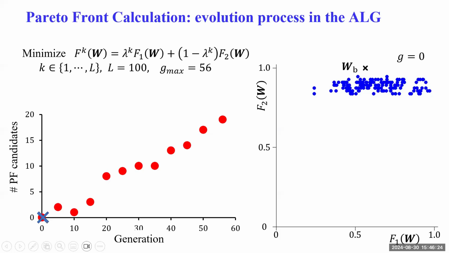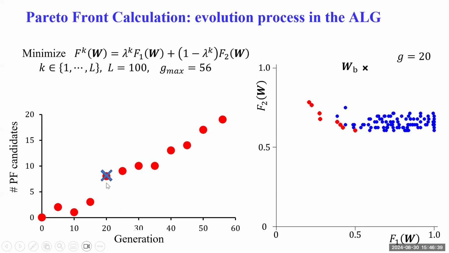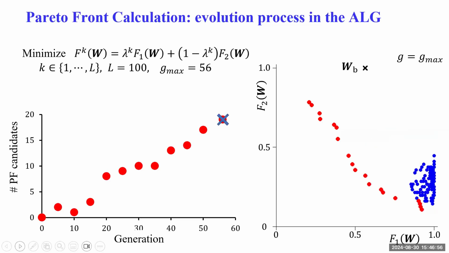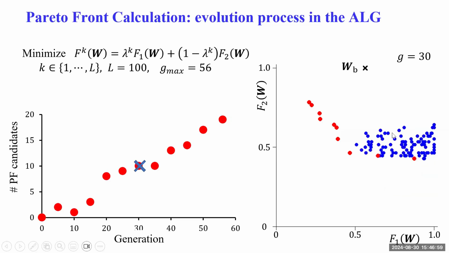This is the objective space, F1 and F2. This is the generation and the number of Pareto front candidates, the number of elements of the external population. First here, and next 20, about 10 Pareto front candidates here, and at generation 30 the offspring and Pareto front candidates increase, and at the last generation, we obtain the approximated Pareto front.